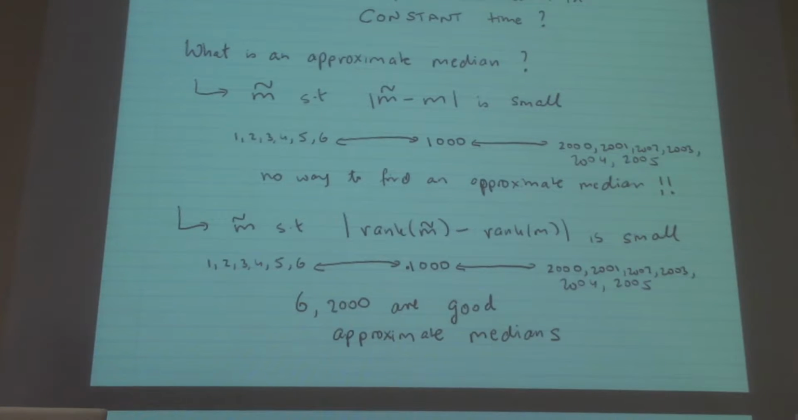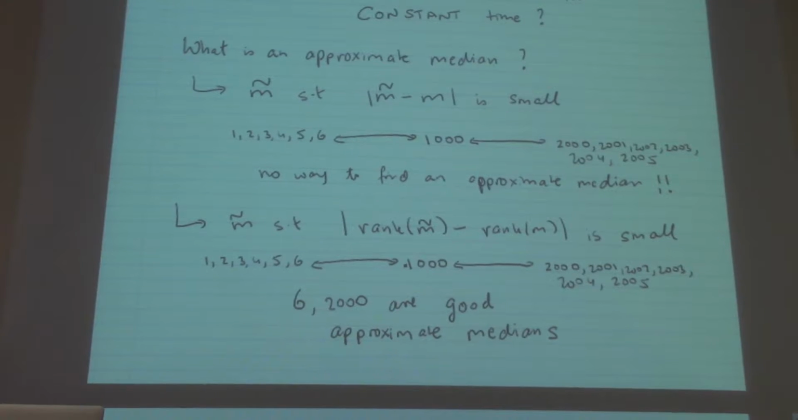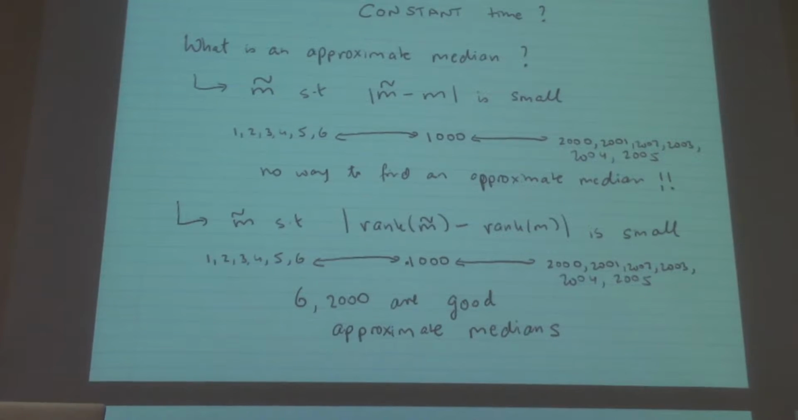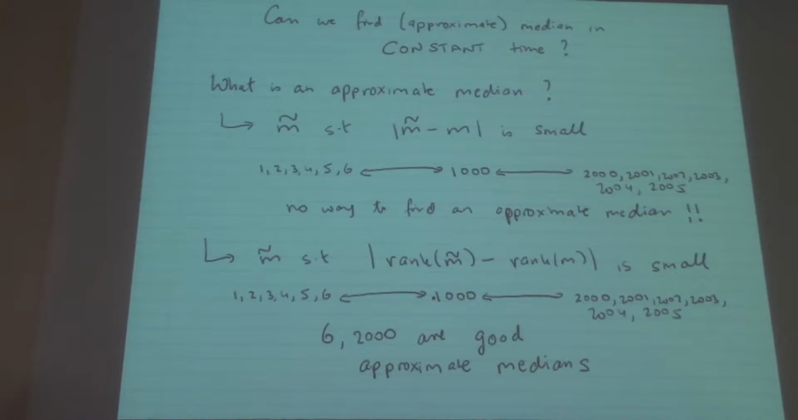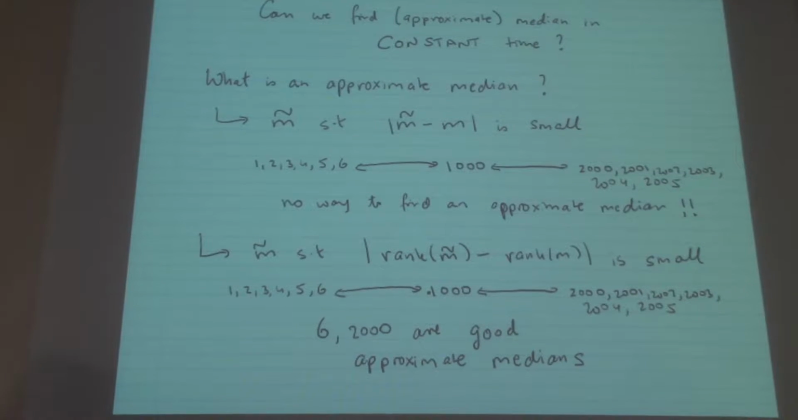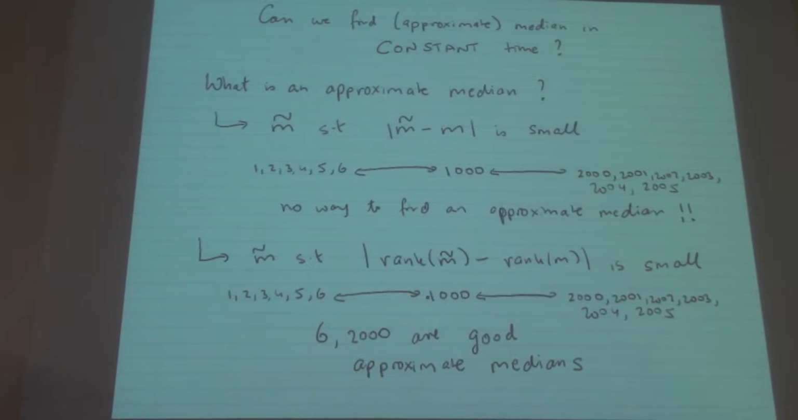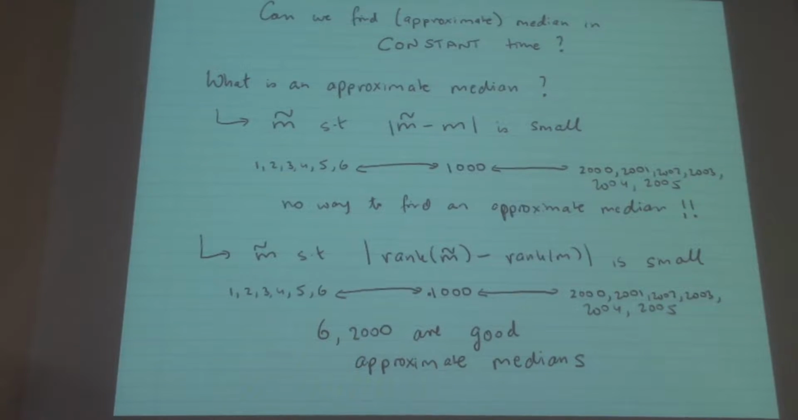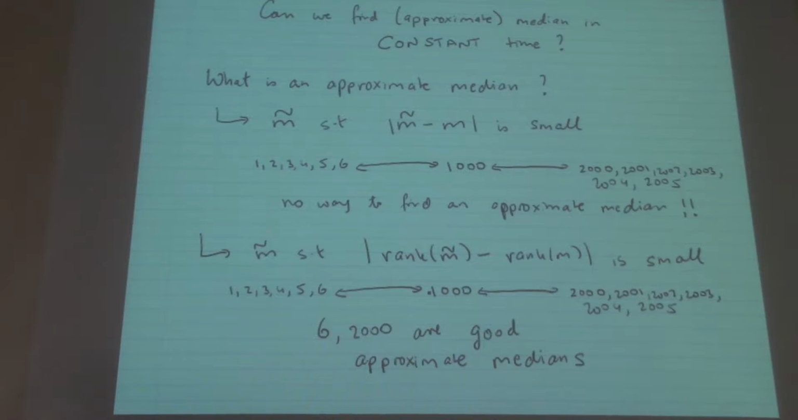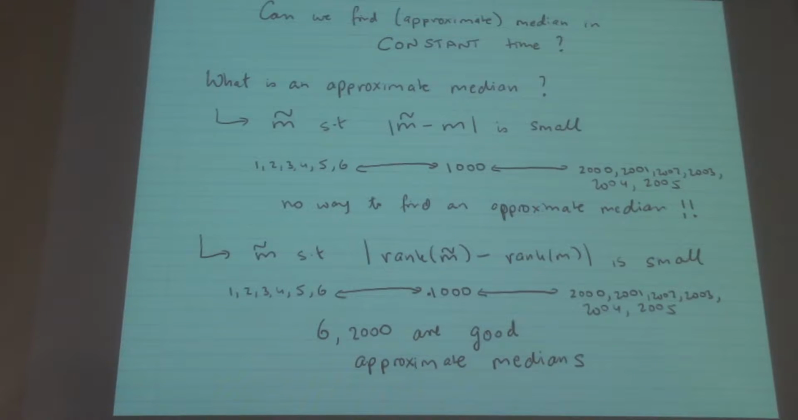And first we define what it means to be an approximate median. We don't actually know what that means. The obvious way to define an approximate median is to find a number m tilde that is very close to the actual median. So its difference from the actual median is small. And we run into big trouble if we do this. So look at that example. It consists of the numbers 1, 2, 3, 4, 5, 6, the number 1000, and the numbers 2000, 2005. The median of the set is obviously 1000. If you give me any number that is not the exact median, it's going to be really far from the median. Its distance is going to be either 1000 or 994 or something really huge.